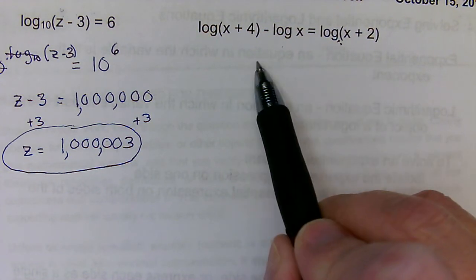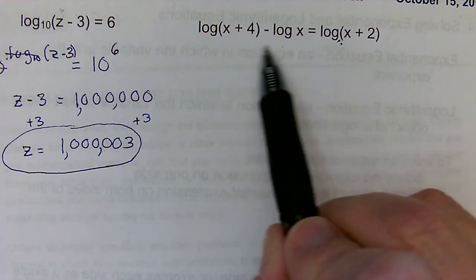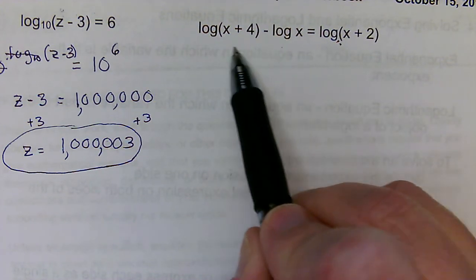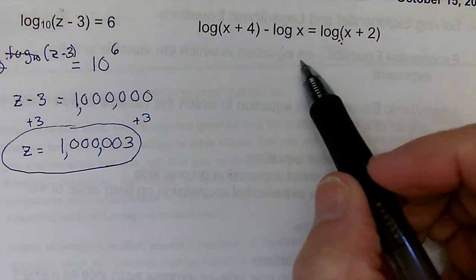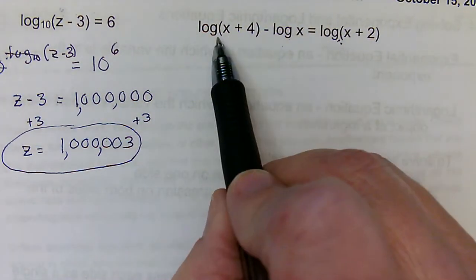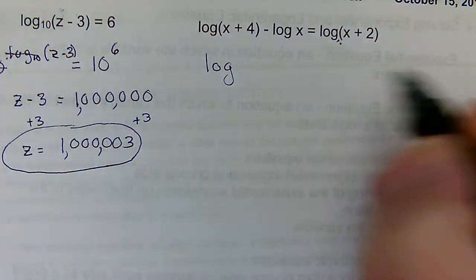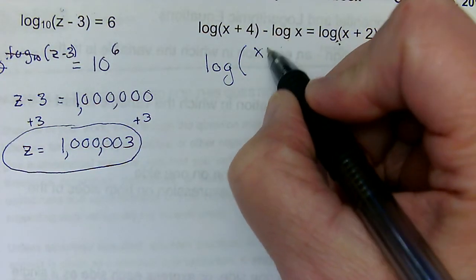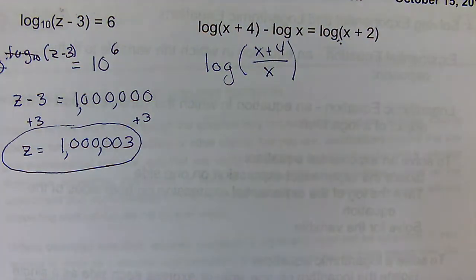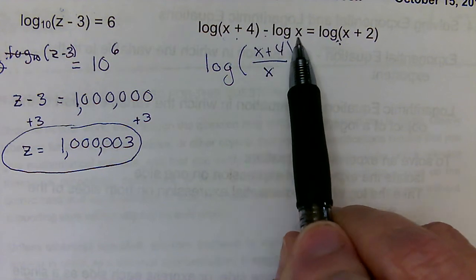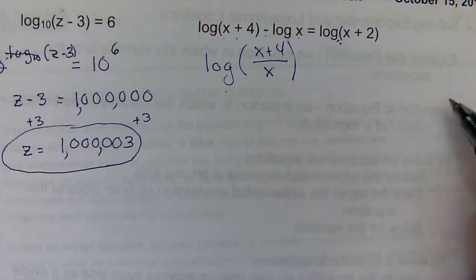We could put them all on one side and combine them, but I think it's going to be just as easy to leave this the way it is, but we have to combine these two into a single logarithm. So when we discuss the properties of logarithms, we learn that if you're subtracting two logarithms, it's equivalent to taking the log of their quotient, as long as that log had the same base. So log of x plus 4 minus log of x is equivalent to just having log of the quantity x plus 4 divided by x.